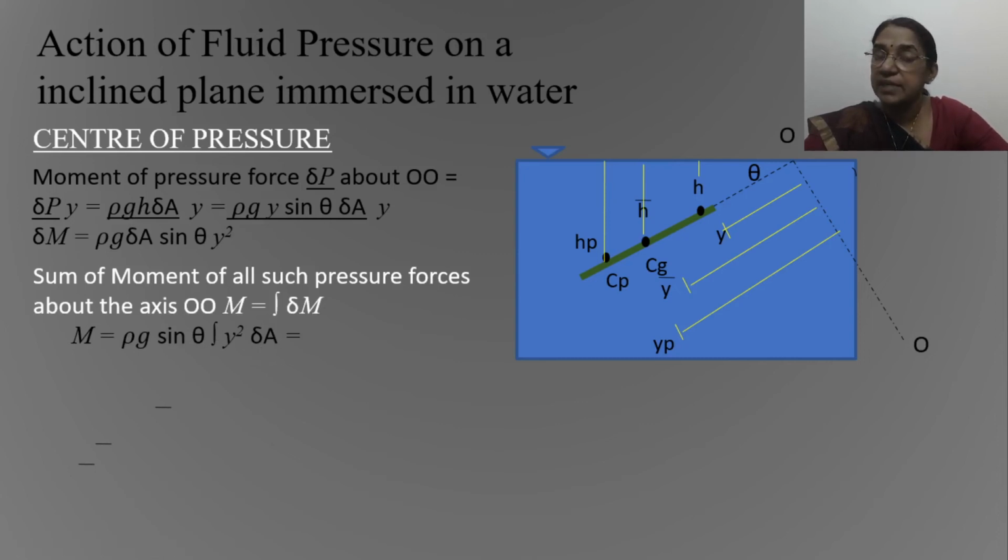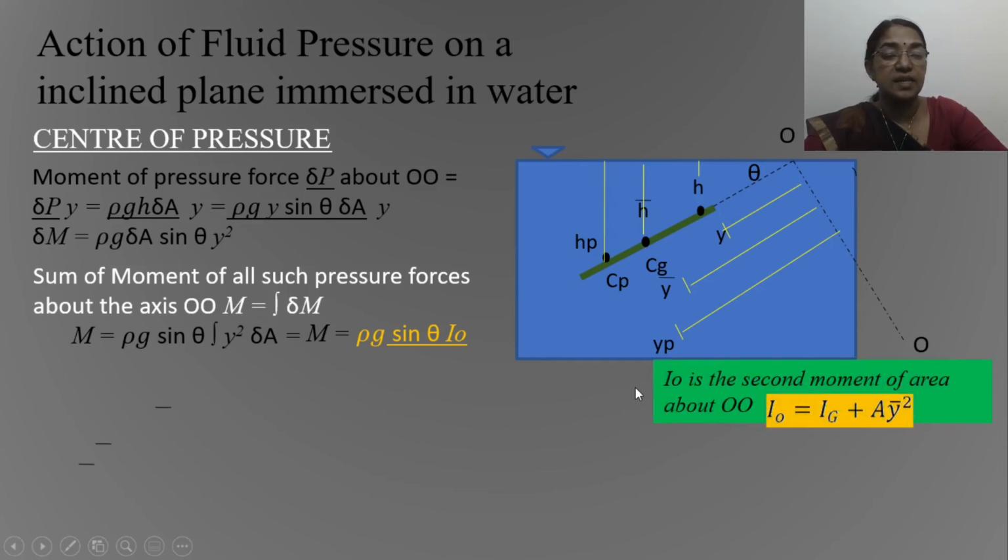We have learned previously that integral of y square delta A represents second moment of area about the axis OO, or it is called moment of inertia of this plane about this axis OO, so it can be written as rho g sin theta into I naught. So I naught is the moment of inertia of this plane about this axis OO, and based on the parallel axis theorem, I naught can be written as Ig plus A y bar square, where Ig is the moment of inertia of this plane about the axis passing through the center of gravity, and y bar is the distance of center of gravity from the axis OO.